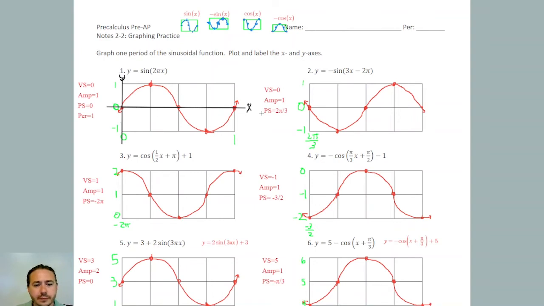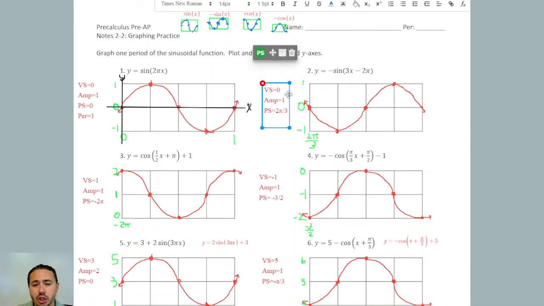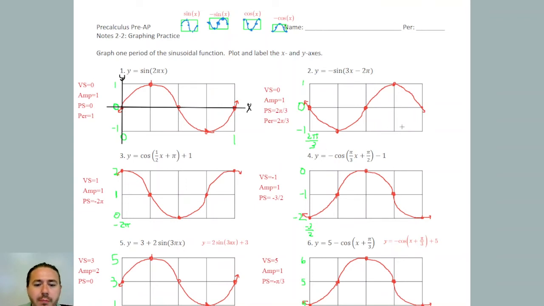Okay. The period on number 2 is going to be 2 pi, always start with 2 pi, divided by the b value. So 2 pi divided by 3. Okay. So what we need to do is we need to add 2 pi over 3 to this. So that's actually not too bad. 2 pi over 3 plus 2 pi over 3 is 4 pi over 3. Why does it keep changing back to black there? There we go. 4 pi over 3.